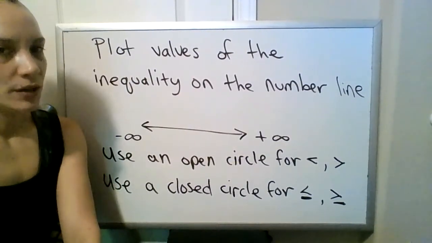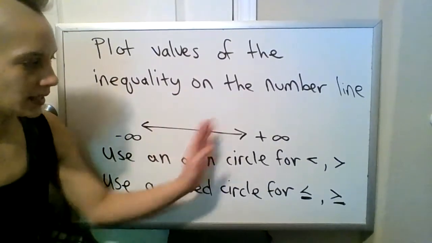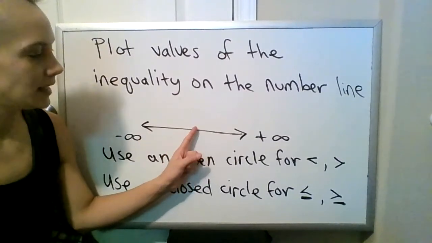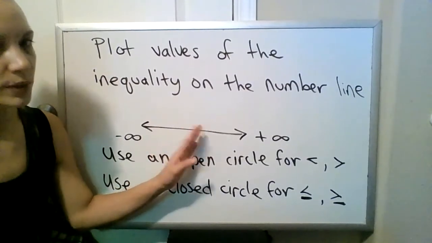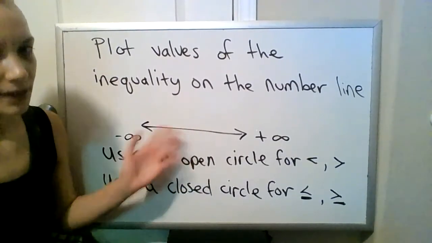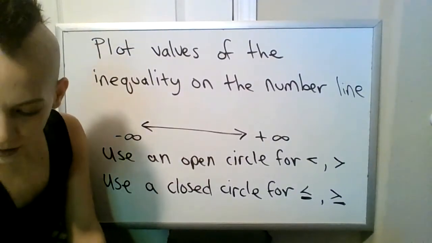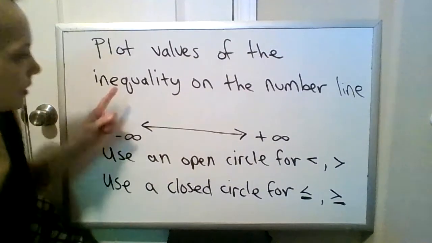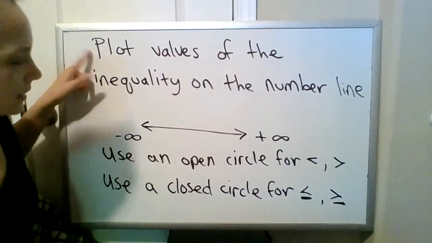And I'm going to talk about using test points. So this is going to split the number line into places to pick a point to test. And then if the test is true, we shade that area. If it's false, we don't shade that area. And I'll do a lot of examples. Okay, so use test points that are between the plotted points, the ones that were in your inequality.